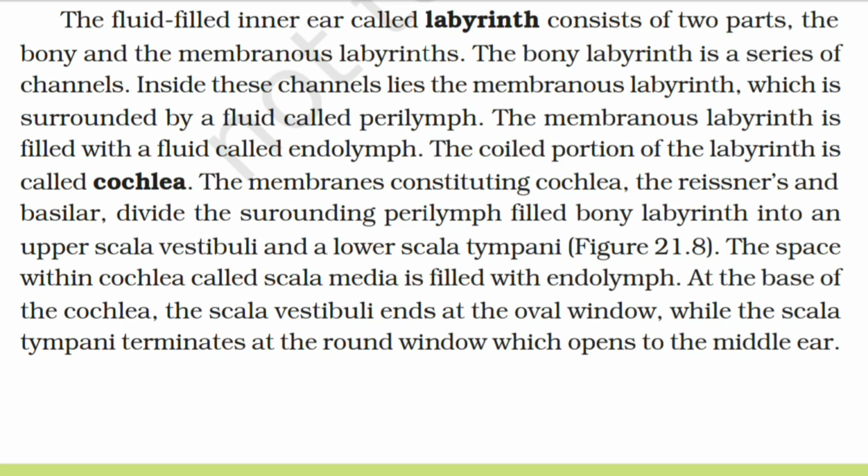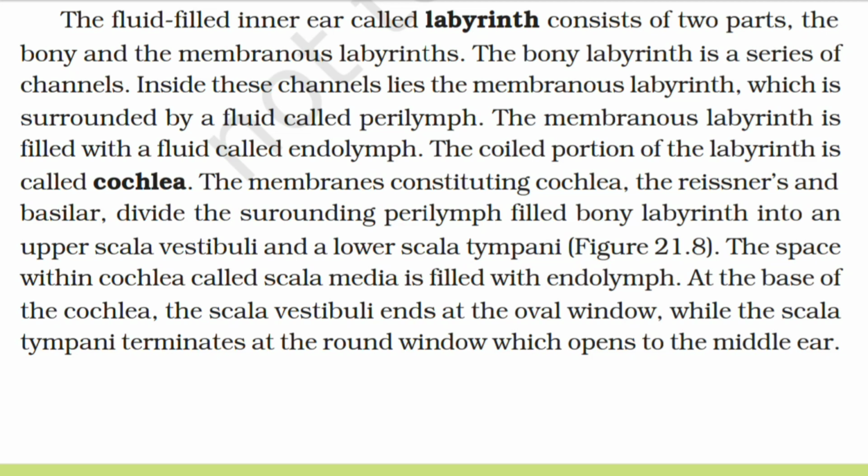The fluid-filled inner ear called labyrinth consists of two parts, the bony and the membranous labyrinths. The bony labyrinth is a series of channels. Inside these channels lies the membranous labyrinth, which is surrounded by a fluid called perilymph. The membranous labyrinth is filled with a fluid called endolymph. The coiled portion of the labyrinth is called cochlea.